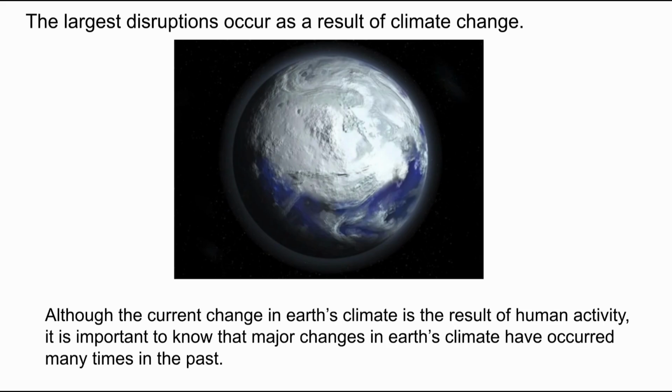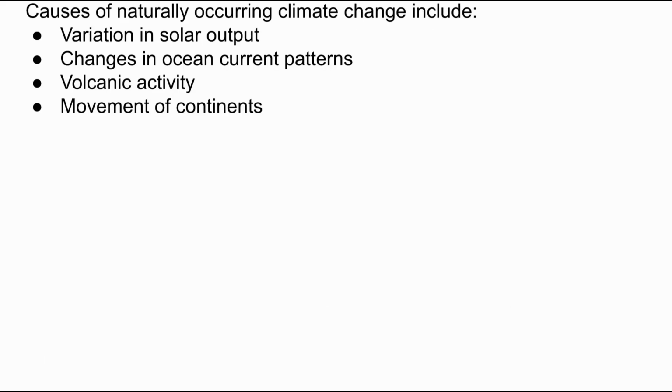So although the current climate change on Earth is a result of human activity for the most part, it's also important to know how it's happened in the past when we weren't the ones causing it, because if we learn that, it can help us learn what to expect in the future. So Earth's climate has changed many times in the past, and so it helps to understand what can cause that. So let's jump into that.